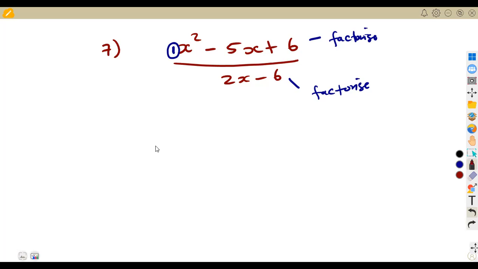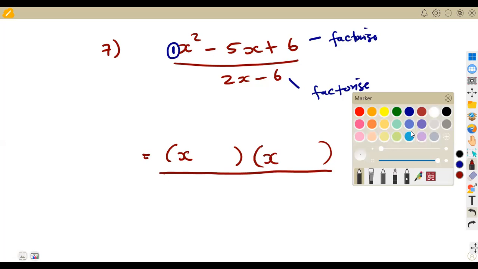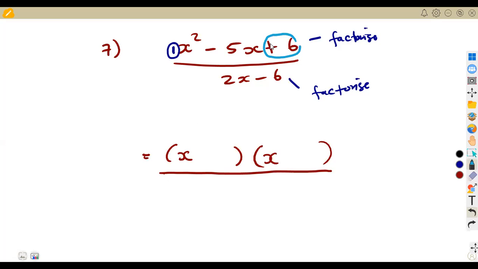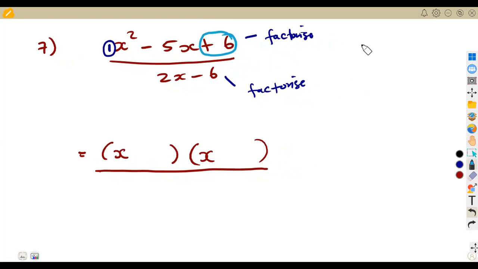So what you're going to see is that, remember I said if the number here is a 1, you have a direct factorization. As long as the number affecting x squared is a 1, you just have your two brackets direct, where one is going to be x, the other one is going to be x, so that you obtain this x squared. Then also I said what you're going to do is you are going to consider the constant. So like I said, please guys, make sure that you watch the introduction. All right, you consider your constant, which is plus 6.